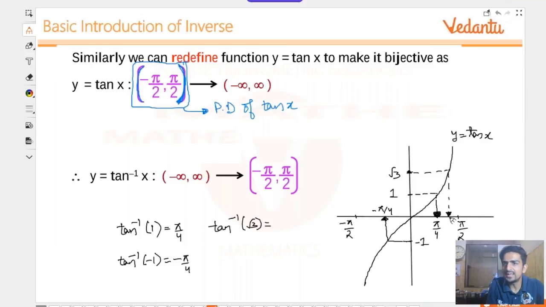So it is that angle for which tan is root 3. Now when is tan root 3? Pi by 3. One last question and then I'll be happy if you answer me that correctly. Tan inverse of minus root 3.